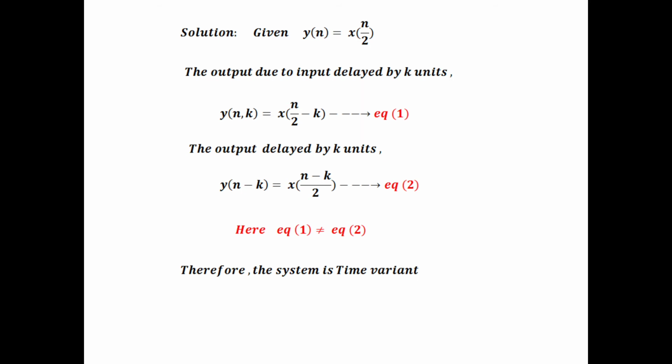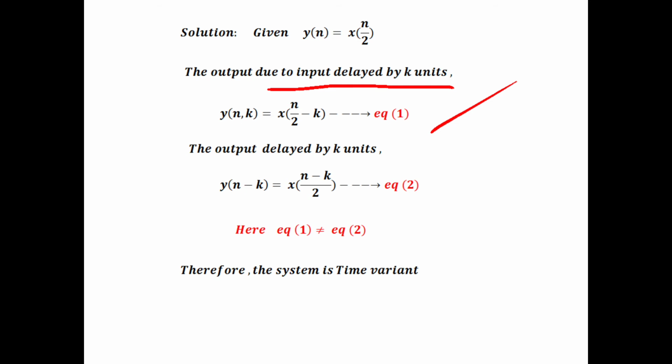So y of n is equal to x of n by 2. The output due to the input delayed by k units is y of n comma k is equal to x of n by 2 minus k. Just delay the input by k units. Delay means minus k, advance means plus k. So we delay the input by k units, that is n by 2 minus k. This will be equation 1. Then the output is delayed by k units.